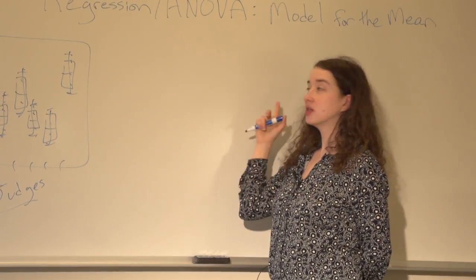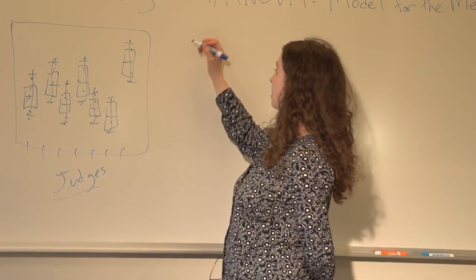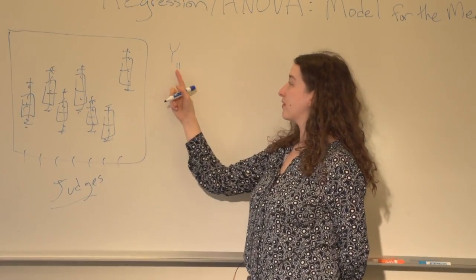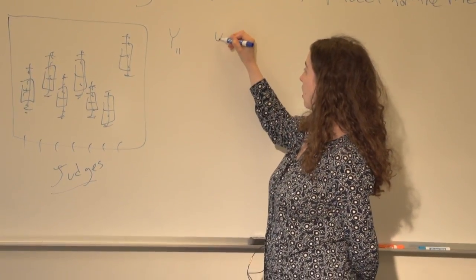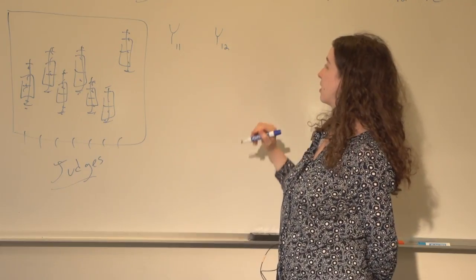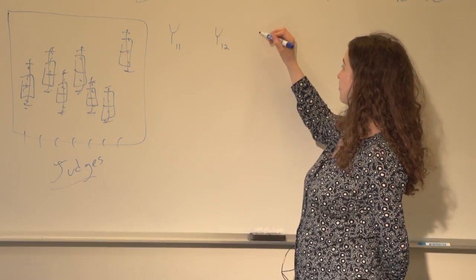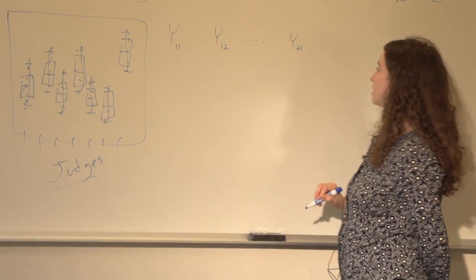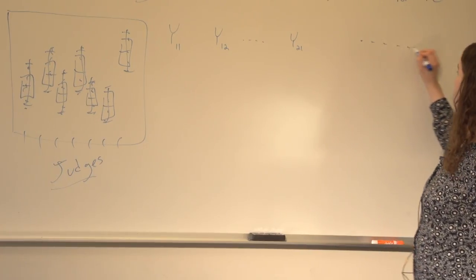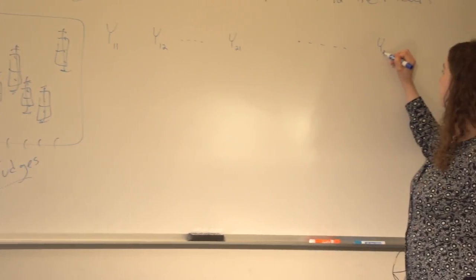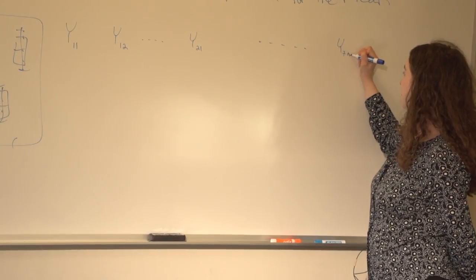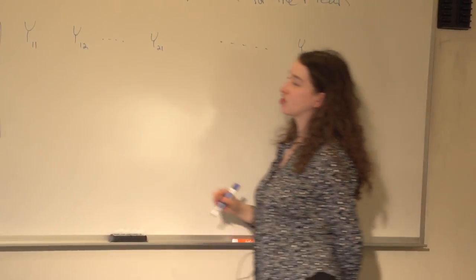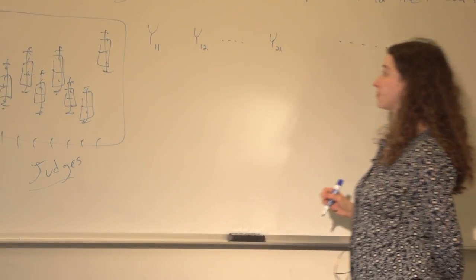Let me write out notation showing the different values in our data set. I'm going to do it this way. Y11 is the first data point from the first judge. Y12 is the second data point from the first judge, right? Etc. Y21 is the first data point from the second judge, all the way up to Y7, then I'll use a little N7 here. It's the last observation from the seventh judge. So now I've just created a way to index each of these points.